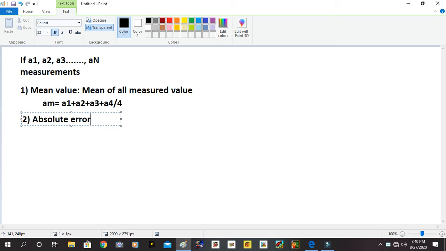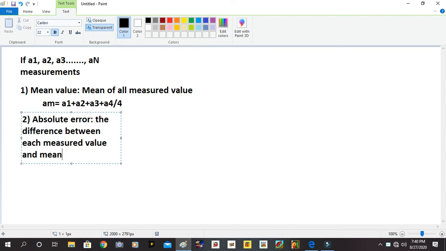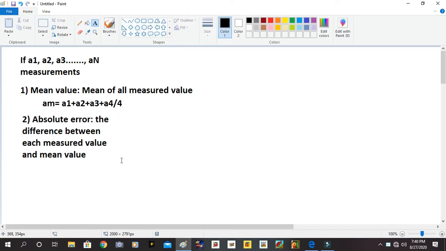So what exactly is absolute error? Absolute error by definition is the difference between each measured value and the mean value. Here first we have to clear that this absolute error should always be taken in magnitude. Therefore, if I say the absolute error in the first measurement is, we are going to read it like delta A1.